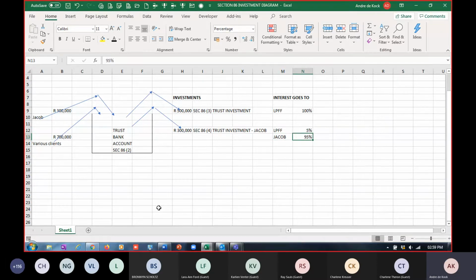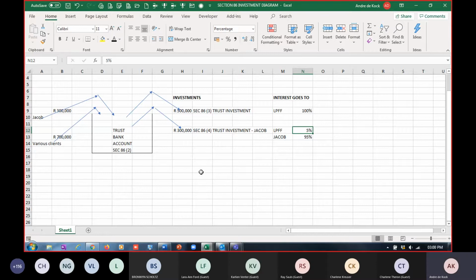Prior to the Legal Practice Act of 2014, the one that we are looking at, 100% used to go to Jacob. Then, as from the 1st of March, I think 2019, the LPFF said, no, wait a minute, we are still carrying the risk of this 300,000. If this gets stolen by the attorney or his staff, we are still insuring it and covering it. On this interest, 5% must now accrue to us. Jacob has got to give us 5% of that interest. And that's been accepted, and this is the way it's going to be.